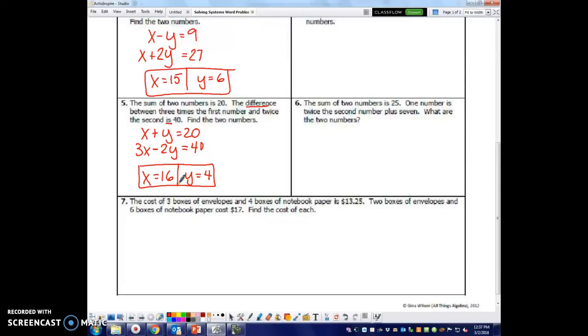Okay, so let's check it. 16 plus 4, is that 20? Yes, it is. 3 times 16 minus 2 times 4 should give you 40. I'm not going to test that right now.